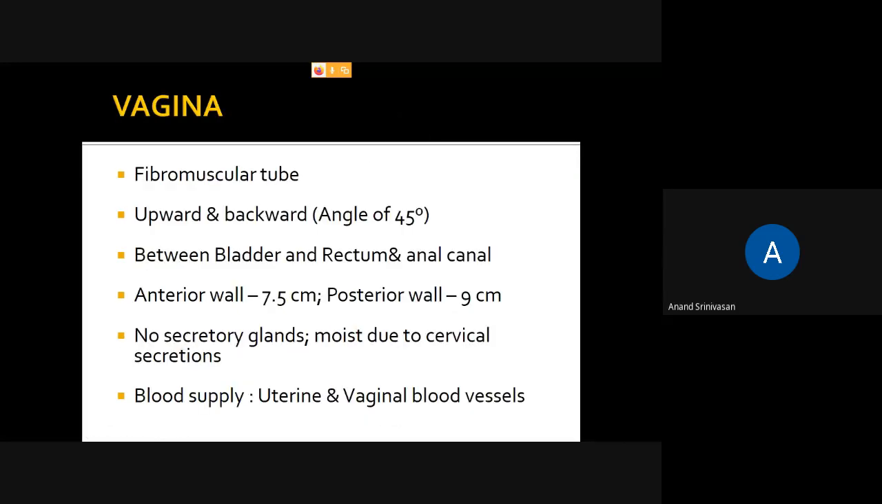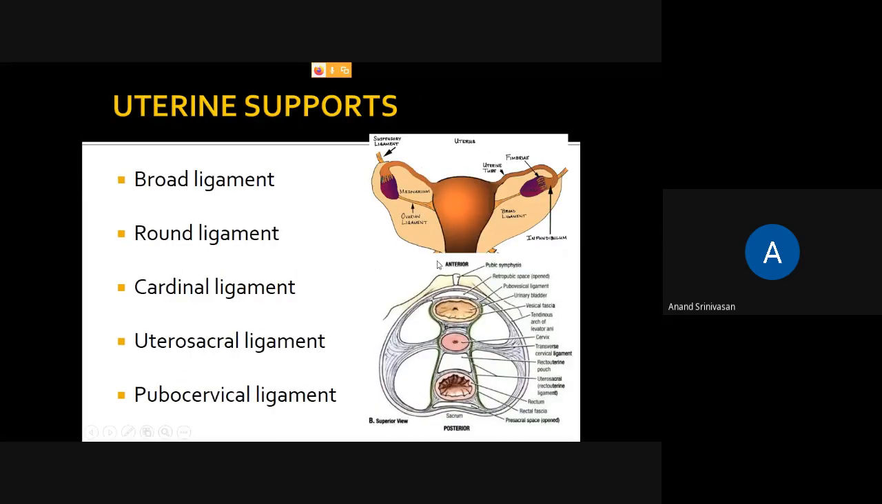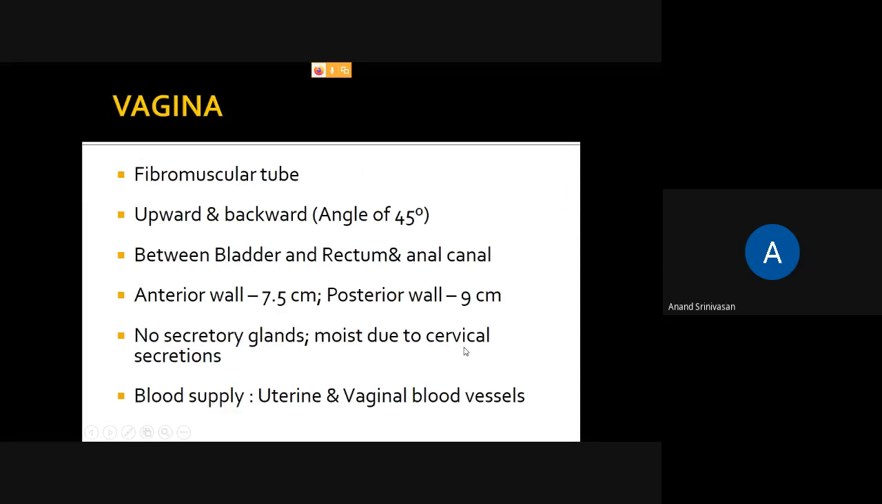The next one is the vaginal part, which is situated below the uterus. The vagina is a fibromuscular tube, and it is directed upwards and backwards. Here you can see it is pointing towards the backward direction, approximately at an angle of 45 degrees, and it runs between the bladder and the rectum and anal canal.